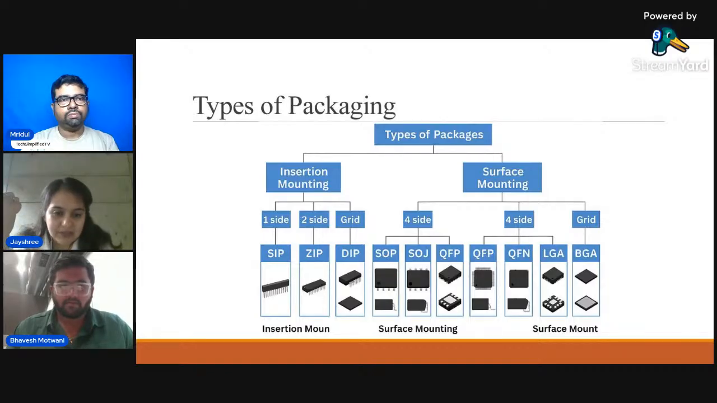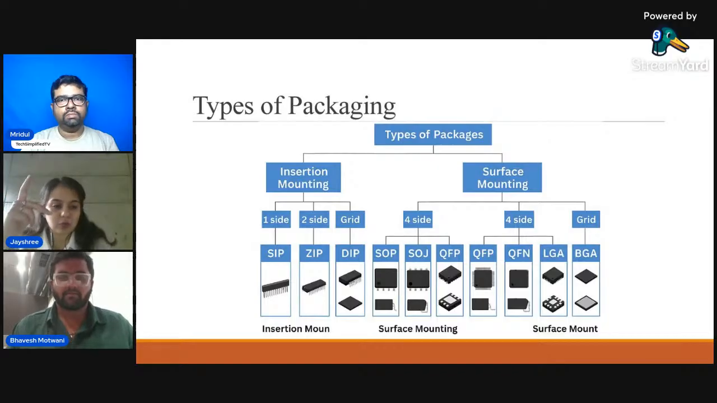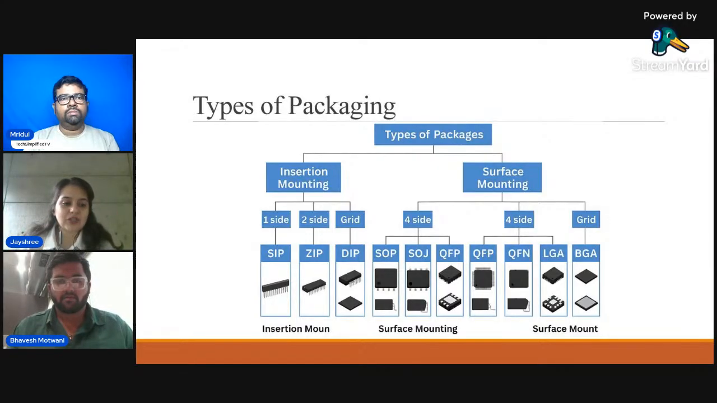As you can see in this image, there is the word DIP, dual inline package. It is a through-hole package with leads on two sides, and it is commonly used in microelectronics or analog ICs. Yes, it is easy to solder, but it is kind of bulky.